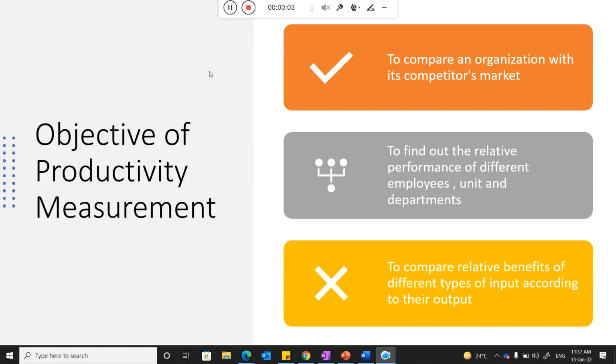In today's session we will discuss the objective of productivity measurement, as well as how we can measure productivity by use of some numericals. We will do that.